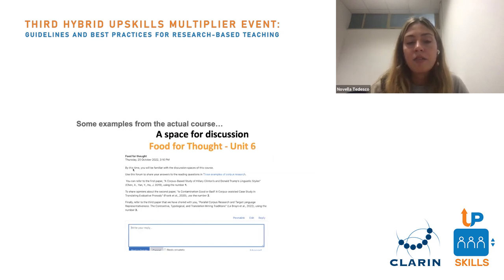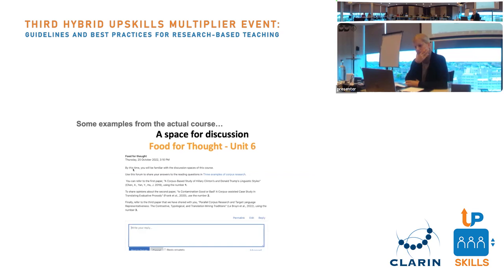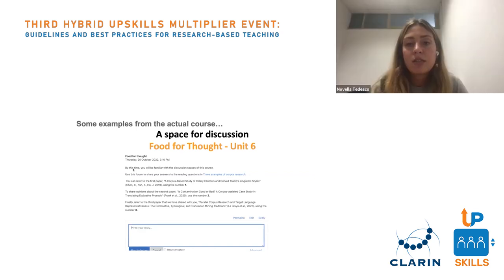That is the forum space that we created. It's called the Food for Thought, and it's present in each unit. So this one is for unit six. That is a unit where we simply show students three different research papers where corpus linguistics and text processing were used to solve different tasks related to linguistics.